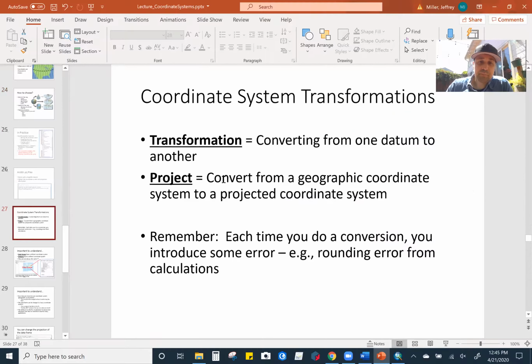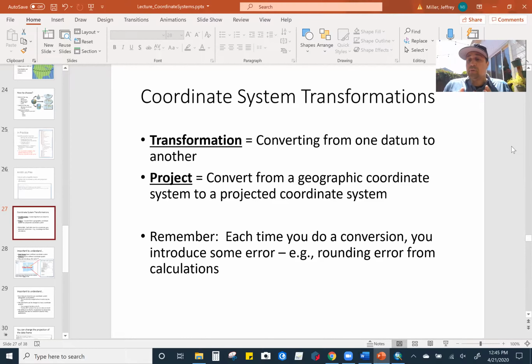Let's move on. A couple other terms I want you guys to know: transformation versus project. Project and projection are a little bit different. Transformation would be the first thing when we need to convert from one datum to another. So say we have a data set and it needs to be referenced to another origin. Technically, we could do that. That would be known as a transformation.